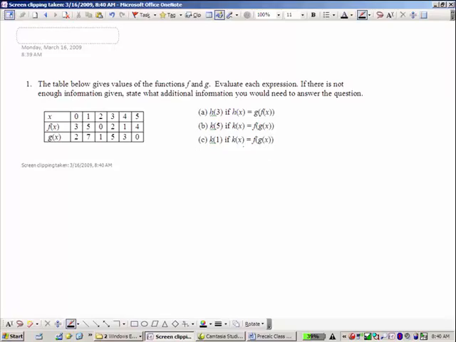A, they give us a table, and then A says, find h of 3, which is going to be, h of x is equal to g of f of x. All right, so take like 5 seconds, take a look at your tables, see if you can figure out what that might be, and then when you're ready to give an explanation, we'll be ready to talk.